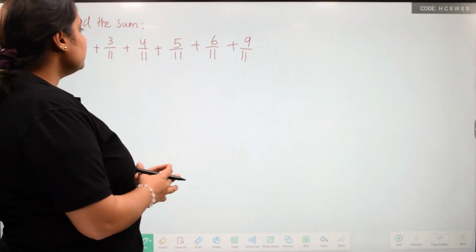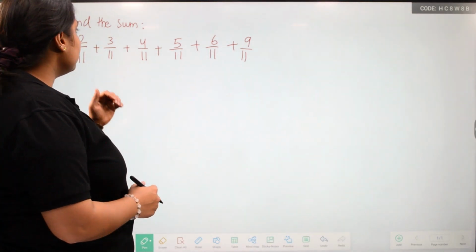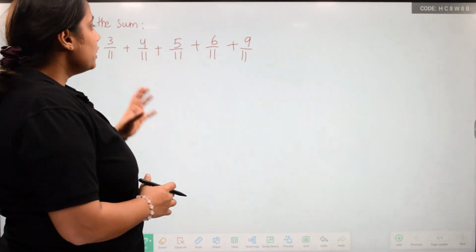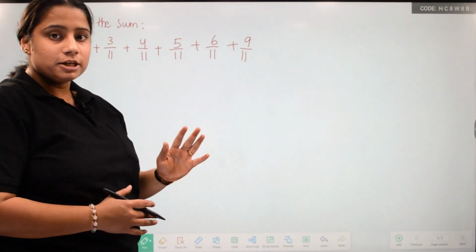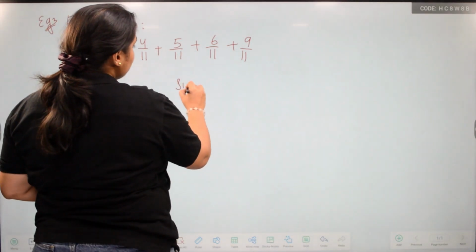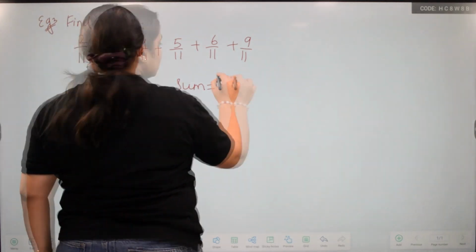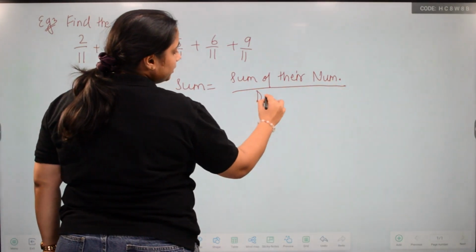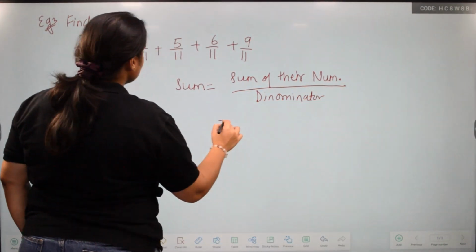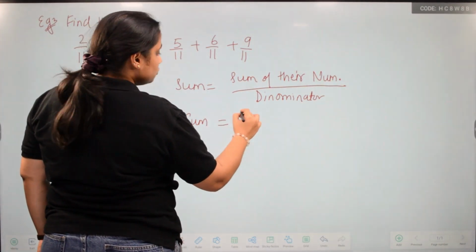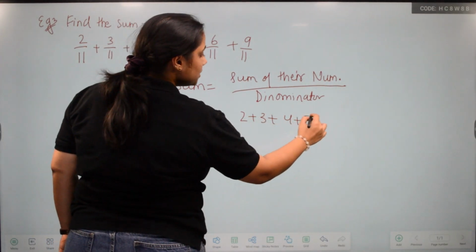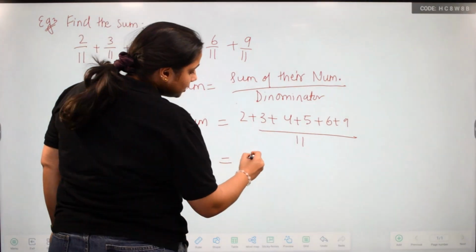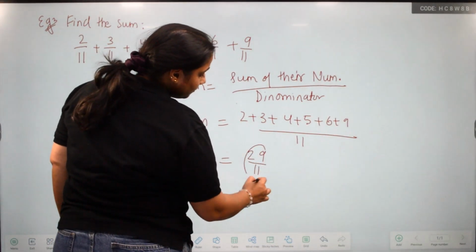Example 3. Find the sum. The given fractions are 2 by 11, 3 by 11, 4 by 11, 5 by 11, 6 by 11 and 9 by 11. Here we can see that the fractions have same denominators. So, in order to find the sum, we need to add the numerators, that is sum of their numerators upon the denominator. So, the sum equals to 2 plus 3 plus 4 plus 5 plus 6 plus 9 upon 11. So, the answer is 29 by 11.